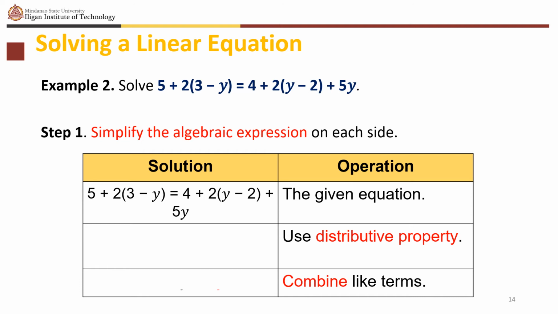You can use the distributive property to solve for 2 times the quantity 3 minus y. So that comes up to be 6 minus, we have 2 times minus y is negative 2y. And on the other side, this is 2y, then 2 times negative 2 will give us negative 4. So if we combine terms, the like terms are 5 and 6 here. So we have 11 minus 2y. On the other side, 4 minus 4 will give us 0. And then we have 2y plus 5y is actually equal to 7y.